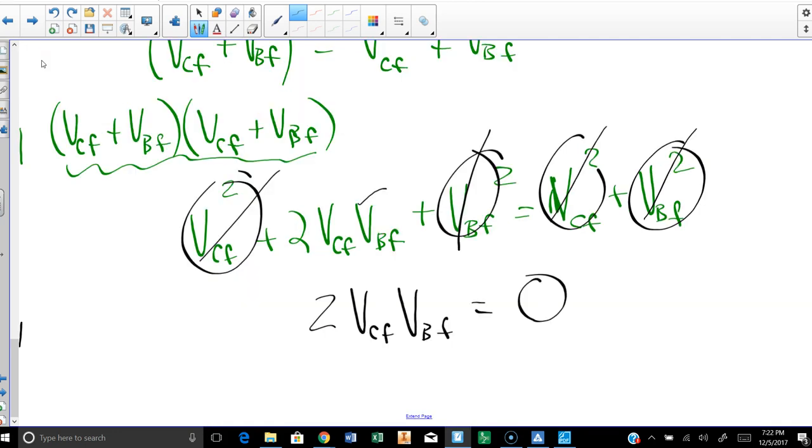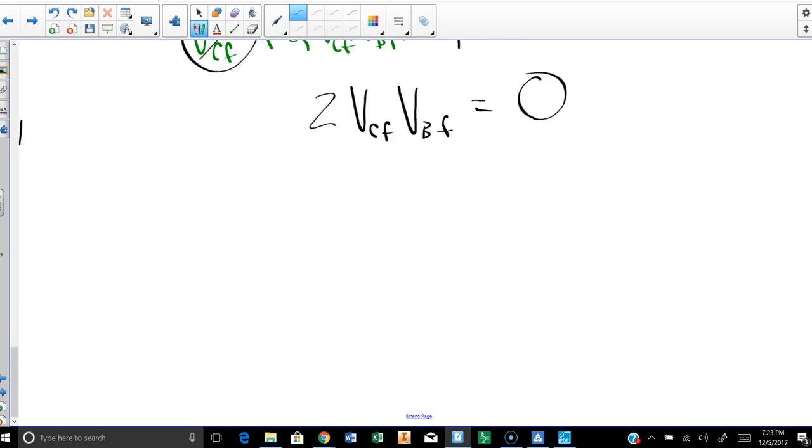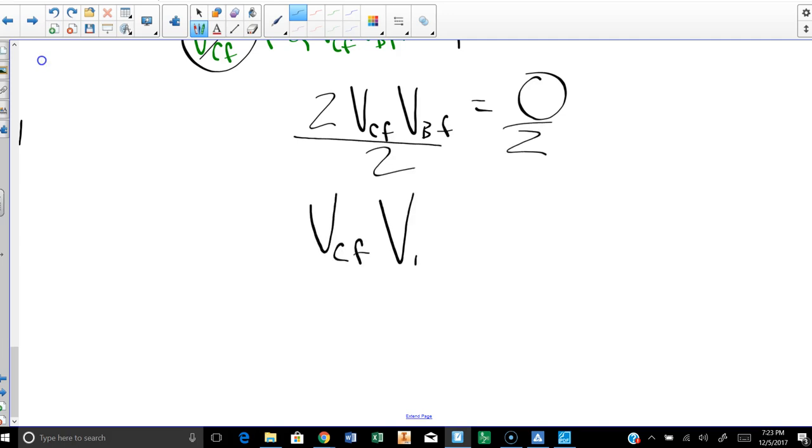Which is a very curious result. What this means is, by the way, we can divide both sides by 2. Gets rid of the 2 completely. That means that VC final times VB final has to equal 0. Well, mathematically, that means one or both of these is 0.